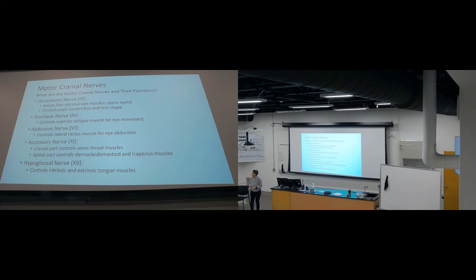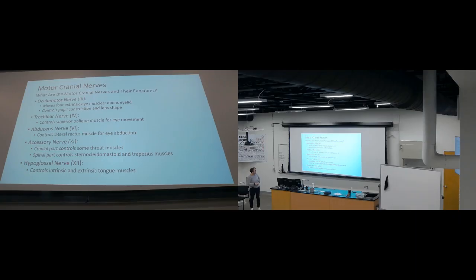And then we have cranial nerve number 11, which is accessory, with a spinal and then a cranial part. So the cranial part helps us to control muscles of the throat, pharyngeal muscles, and also some palatal muscles.